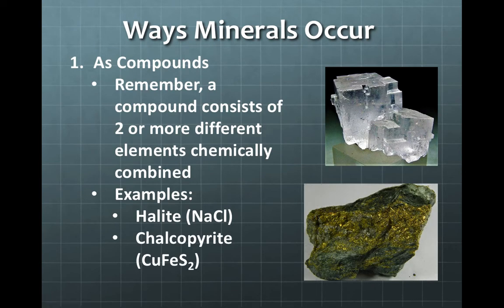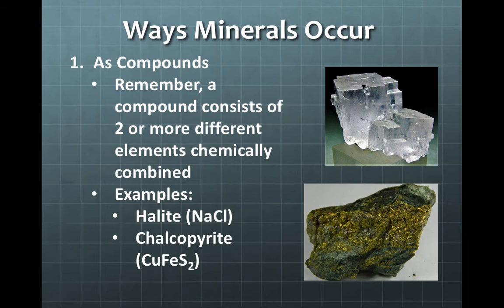Another example is chalcopyrite, which is copper iron sulfide. So it actually has three different elements combined chemically to form this particular compound. We have the elements copper, Cu, iron, Fe, and then sulfur. And actually two sulfur atoms, one iron atom and one copper atom are going to make up a chalcopyrite molecule.